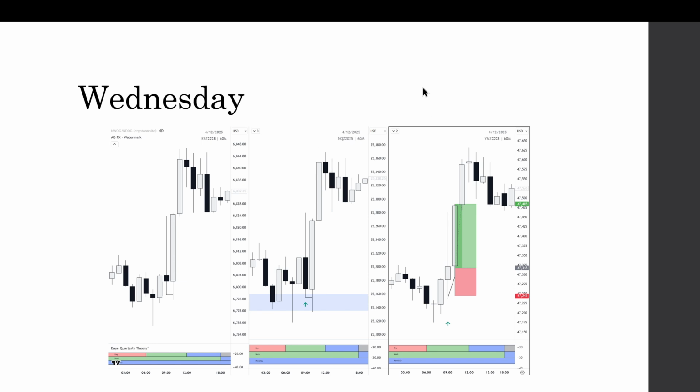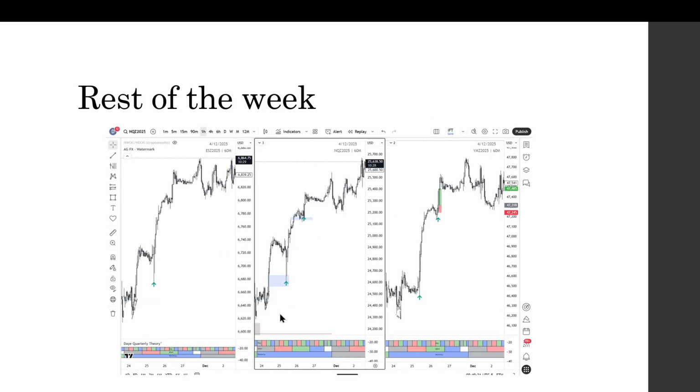What happens the rest of the week? Monday was a good trading day. Tuesday was a good trading day. Wednesday was a bit tricky. If you had experience, you would be able to capitalize off the buy as well. What happens on Thursday? You can see Thursday just consolidates.